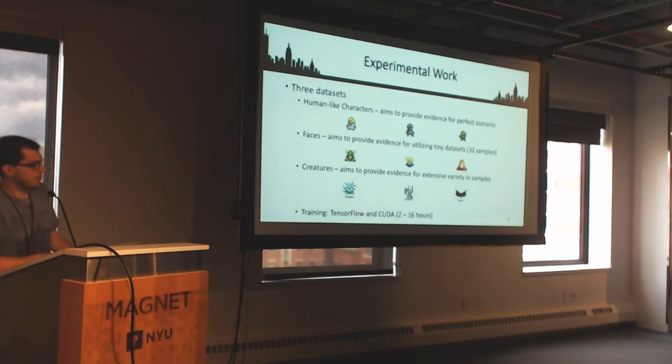And then the creatures, which is quite extensive. It's probably even more extensive than human-like characters. We have lots of data here, but they are completely different. We have some kind of a knight, some kind of spaghetti monster, and some kind of a bat or Pac-Man or something. So the idea is we have many different sprites, and they belong to completely different categories. As I said, the training was done with TensorFlow and using also CUDA, and depending on the sets, it was a very fast evolution because we don't have that many data.